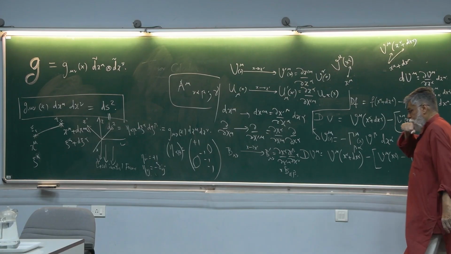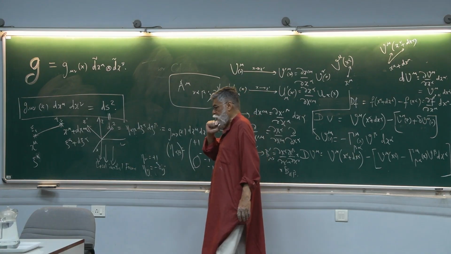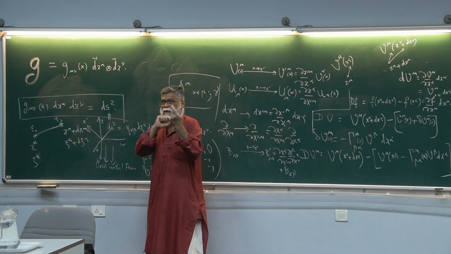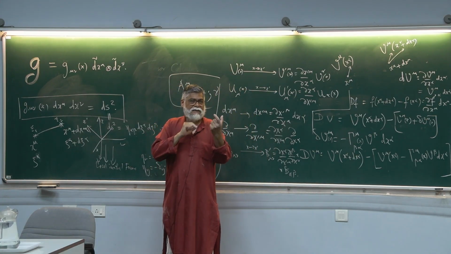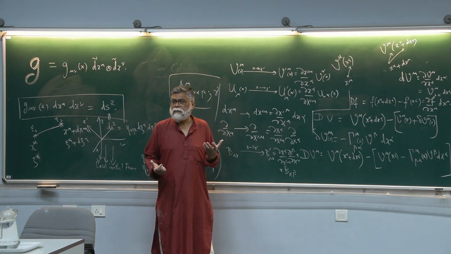Right. So the metric, g mu nu, is the hallmark of space-time geometry. What else can we do with the metric?